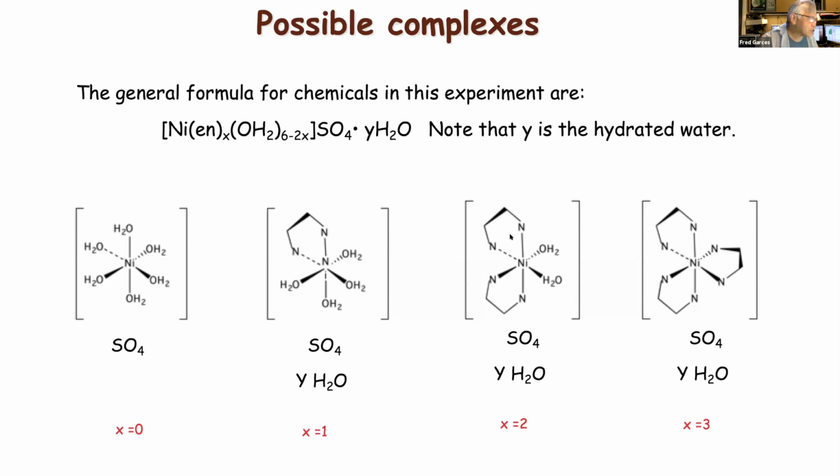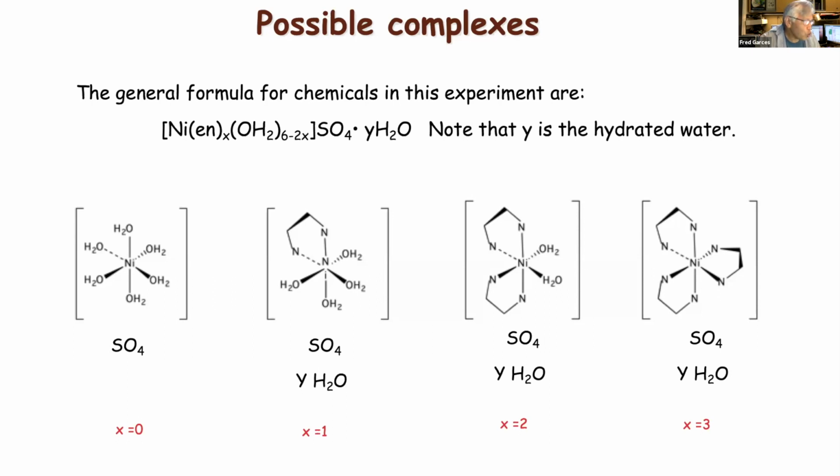When X equals 2, you've got 2 ethylenediamines replacing 4 of the water. 6 minus 4 is 2 remaining waters. When X equals 3, all the waters are removed, and you've got 3 ethylenediamines. There's always going to be a water outside this coordination sphere. Anything in the bracket here means that those are the chemicals directly bonded to the nickel. But outside that bracket, they could be water that's just adhering to the chemical. It's stuck in there, in the crystal somewhere.